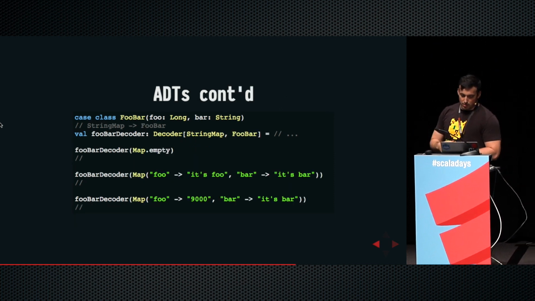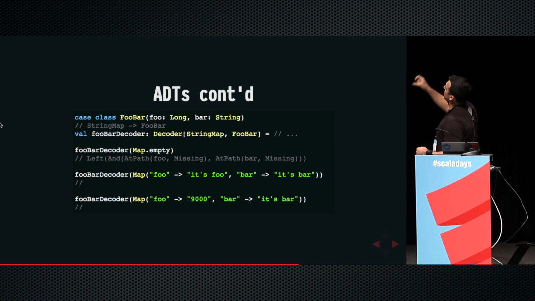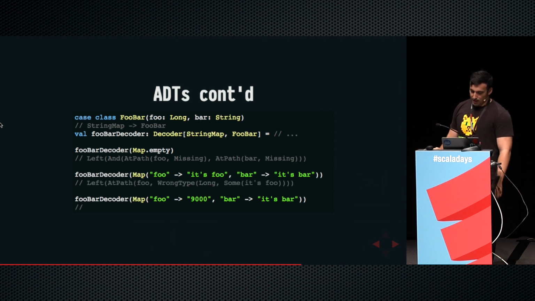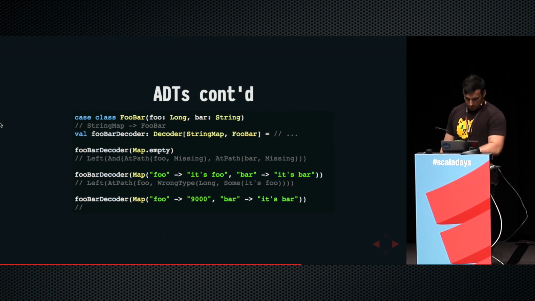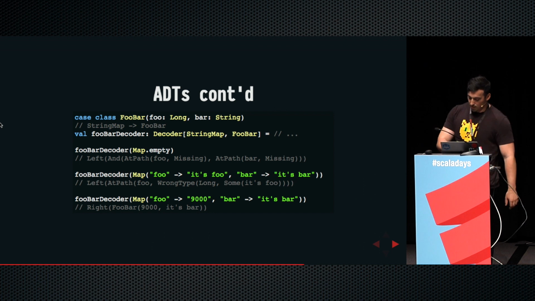Continuing with this, we're just going to load some different values. If you load an empty map, here you can see that it knows that at path foo, it's missing a value, and at path bar, it's also missing a value. So it's captured the fact that both of those things are missing. If you provide a wrong value for one, it'll tell you that that value is wrong. And then, yep, wrong type. And then finally, if we provide correct values in our config, it's able to load that correctly.